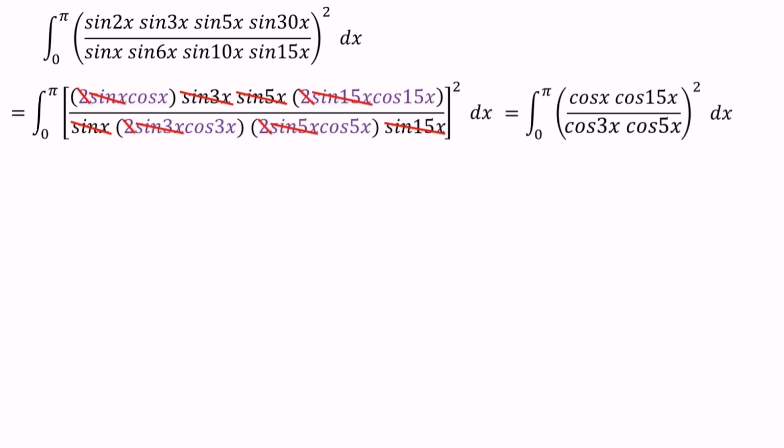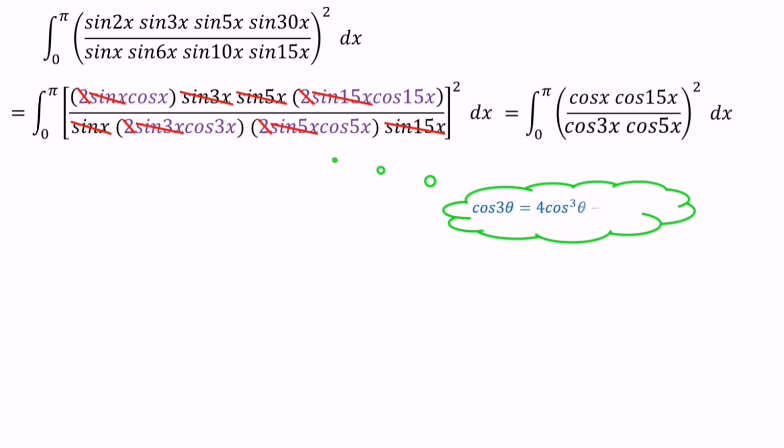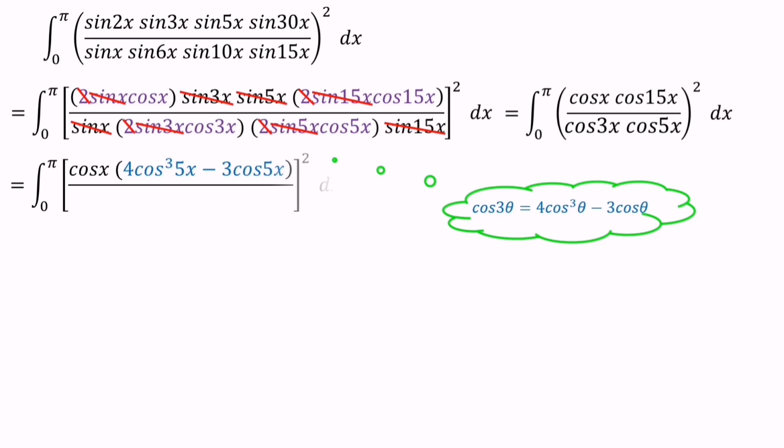To simplify this trigonometry expression, we can use the triple angle formula of cos 3 theta. We know cos 3 theta equals 4 cos cube theta minus 3 cos theta. So cos 15x we can write as 4 cos cube 5x minus 3 cos 5x, and in the denominator, cos 3x we can write as 4 cos cube x minus 3 cos x.